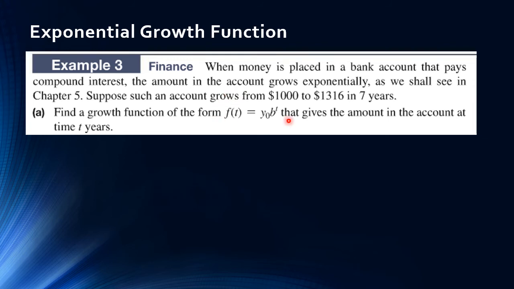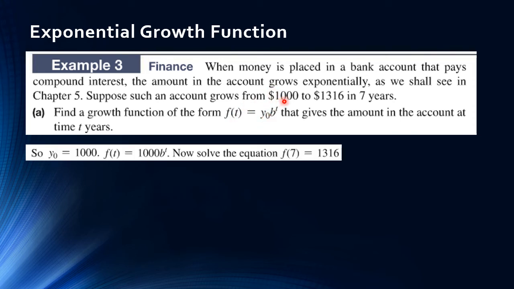Okay, so we have this generic formula that doesn't have any values in it. So we need to figure out, and that's what the question is, figure out the actual formula. Well, we know that y sub 0 is our initial population. So in this case, it's a population of money. What's our initial amount of money? Well, the money grows from $1,000. So our y sub 0 is 1,000. So now we have at least part of the answer, that f of t equals 1,000 b to the t.